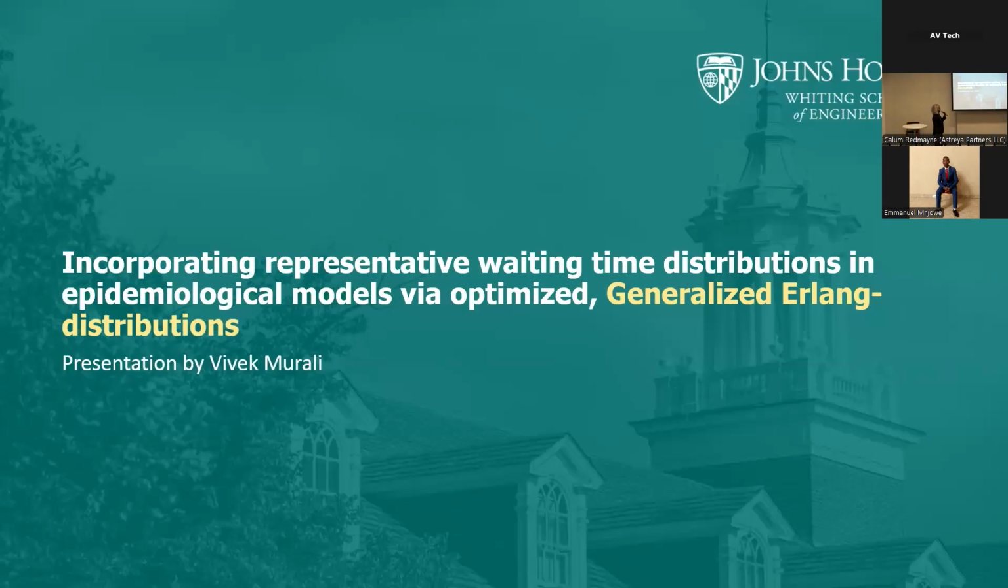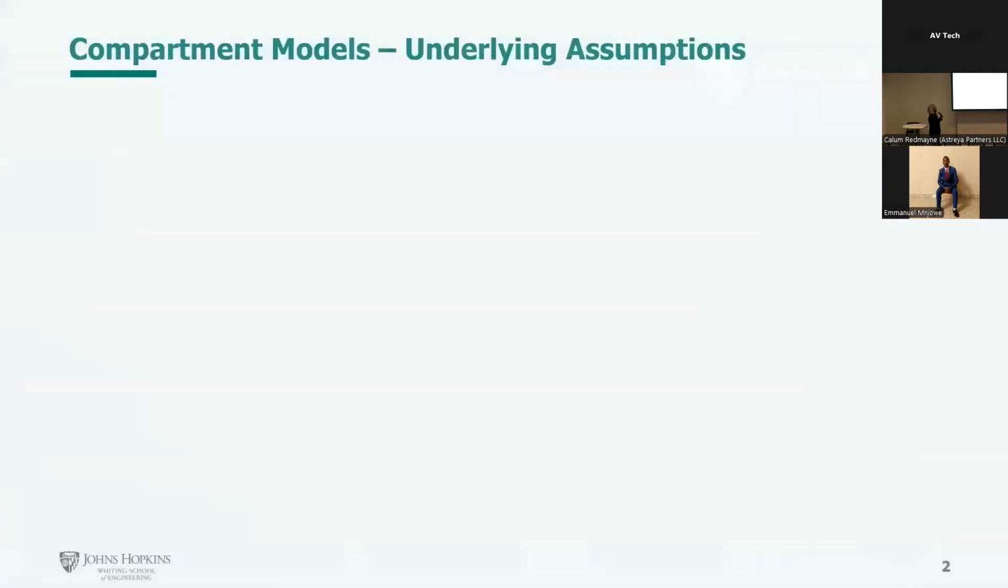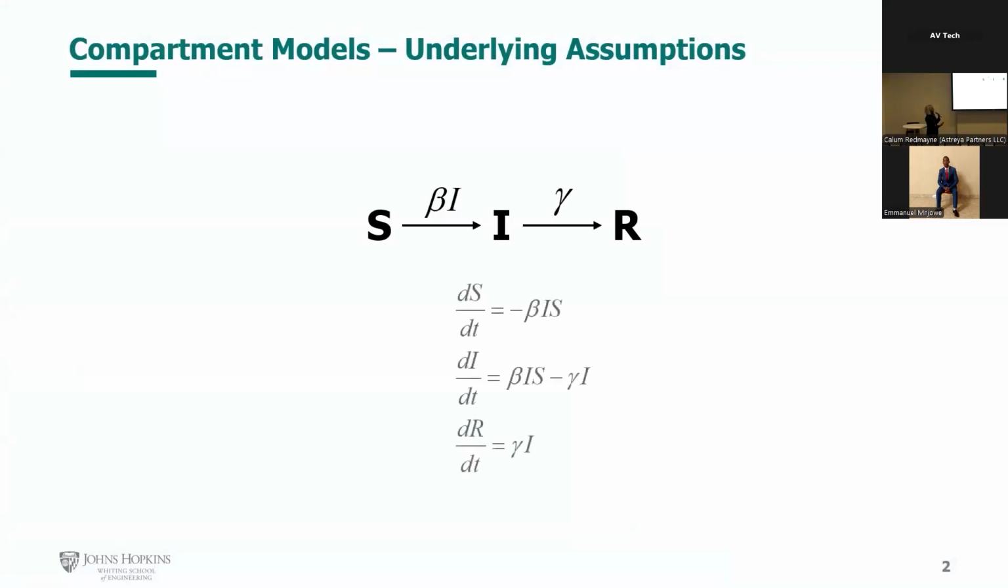And today I'm going to be talking about modeling non-exponential time distributions, primarily in compartment models. So let's just start with the most basic compartment model in epidemiology, which is the SIR model. And this is a very simple model characterized by 3 differential equations here. And such models are obviously very useful to study all kinds of diseases. It's analytically tractable as well. We can do simulations very easily.